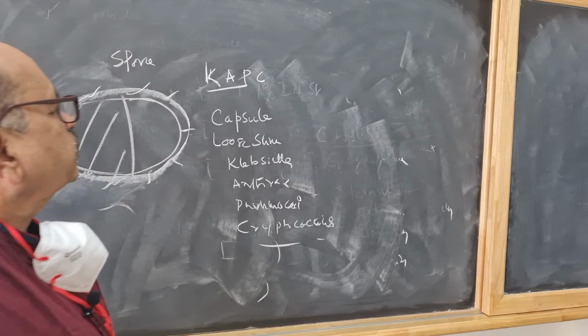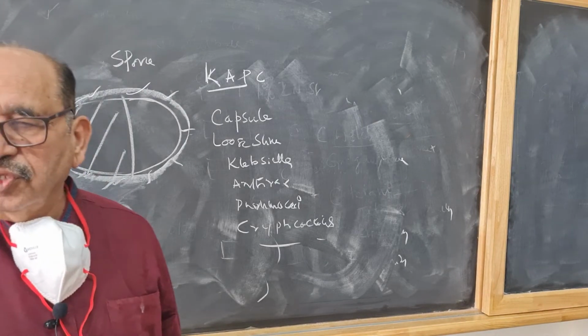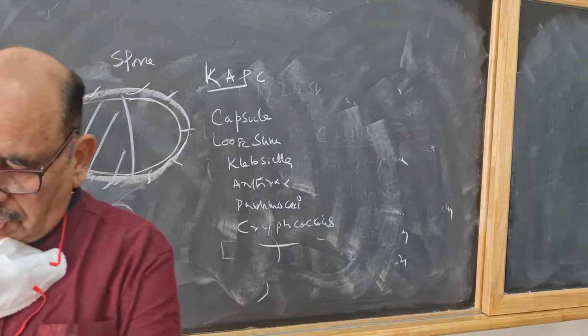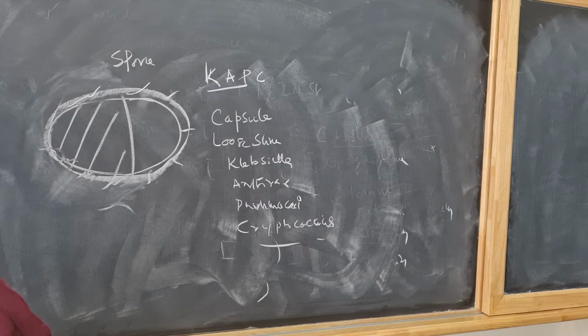Cryptococcus neoformans is also capsulated. Before the discovery of antibiotics and chemotherapeutic agents, we used to practice what is called serotherapy. For example, from a patient recovering from pneumonia, we used to take the serum and inject it into the acutely ill patient. It was called serotherapy. Nowadays it is abandoned because a lot of viruses get transmitted by serotherapy: hepatitis B, hepatitis C, HIV, and some oncogenic viruses also get transmitted.